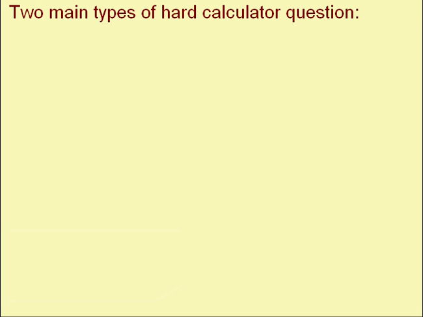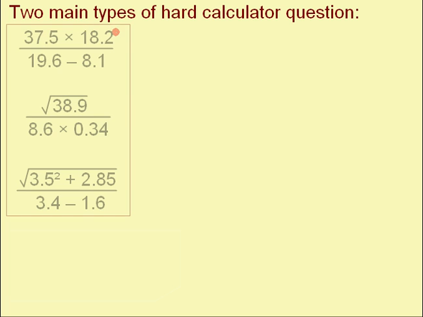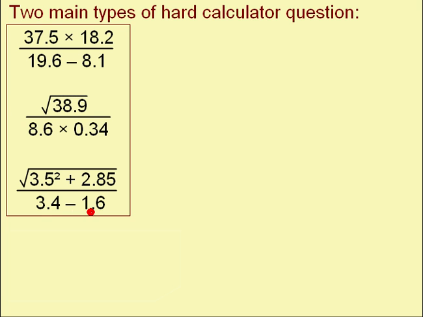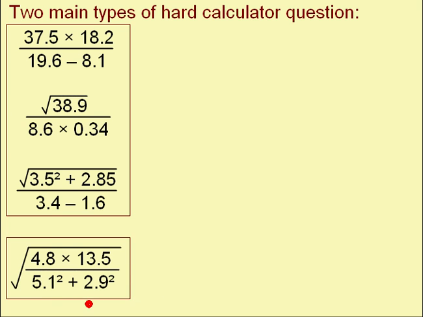There are two main types of hard calculator question. This is one type of question, and this is the second type. The difference is that these questions here are just a top divided by a bottom, whereas this type here is a top divided by a bottom and then square rooted.